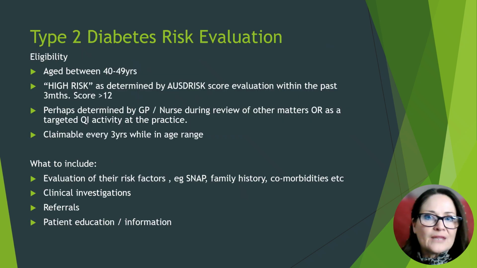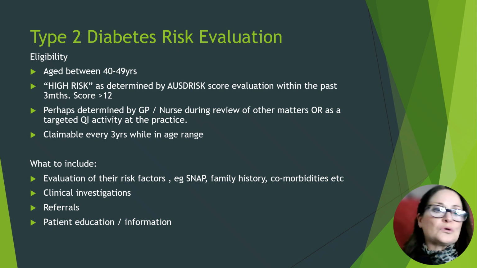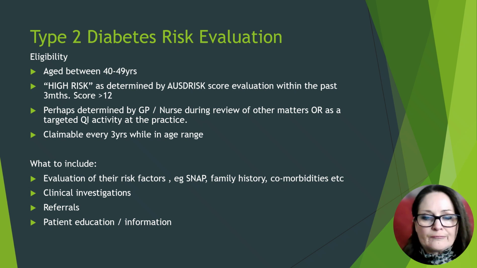All right, next we are going to be doing the type 2 diabetes risk evaluation assessment. In order for this to be done, this is a time-based assessment once again. However, the person needs to be aged between 40 and 49, and they have had to have had an AUSDRISK risk assessment in the past 3 months, and that score was greater than 12, meaning that they're at high risk.